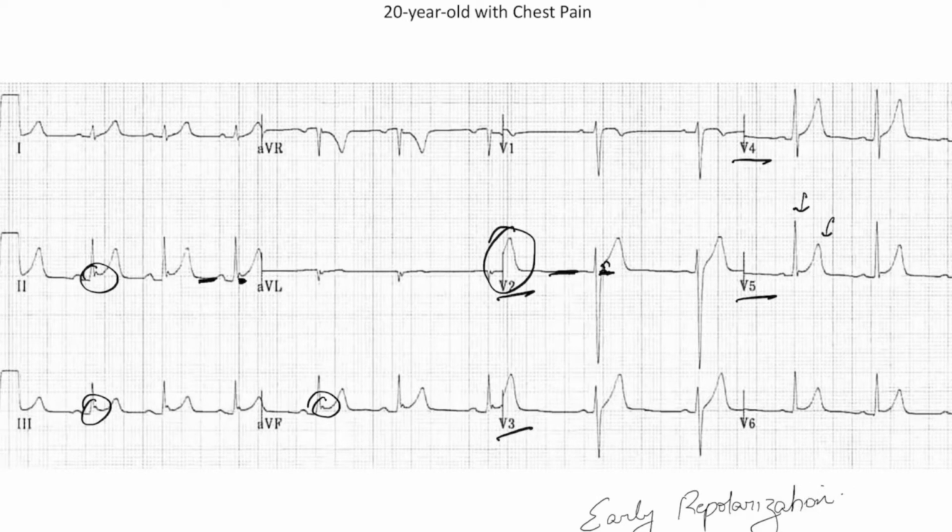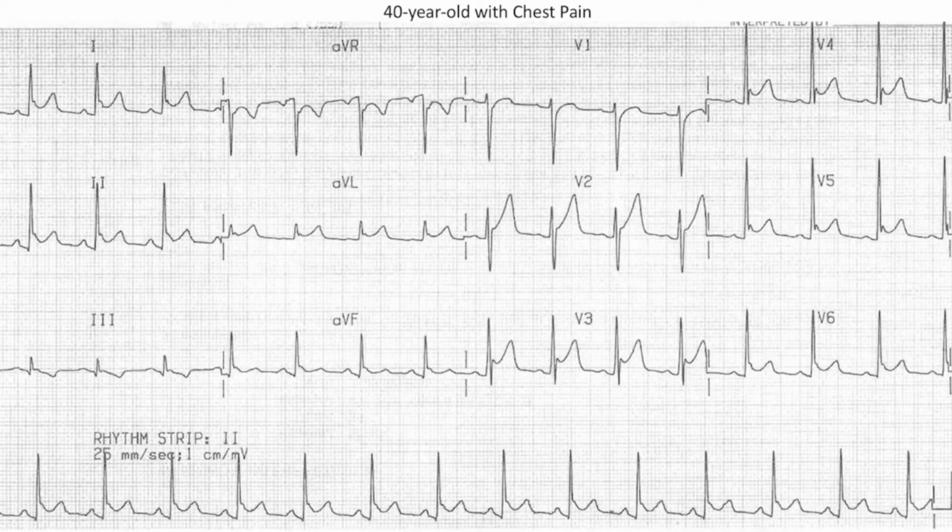Now, compare what you've just seen with the next EKG, which is a 40-year-old who presents with chest pain. So this EKG is that of a 40-year-old otherwise healthy individual who's presenting with chest pain. When you start interpreting the EKG, notice that the heart rate is just under 100. Now, it's not really very high, but it is high for someone who's otherwise healthy. The rhythm appears to be sinus. The axis of the P and QRS waves seem to be okay.